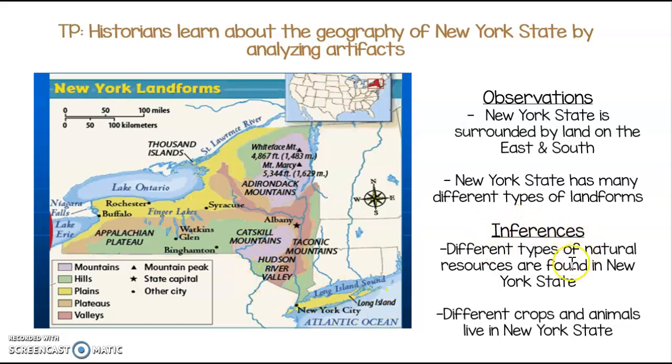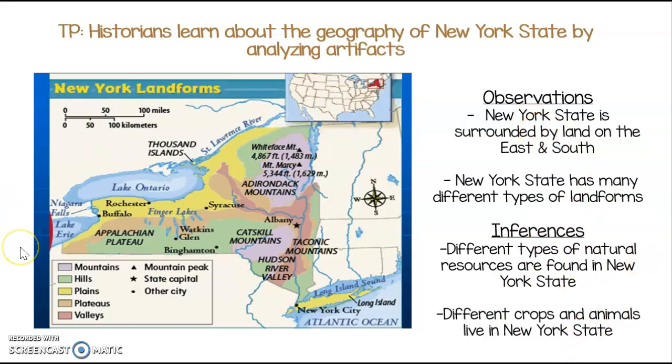And my inference is that different types of natural resources are found in New York State, such as different crops and animals. And I say that because I know that what grows in the valley is very different from what grows in the mountain. And likewise, what lives in lakes is different from what lives in oceans. And so those are my observations and my inferences.